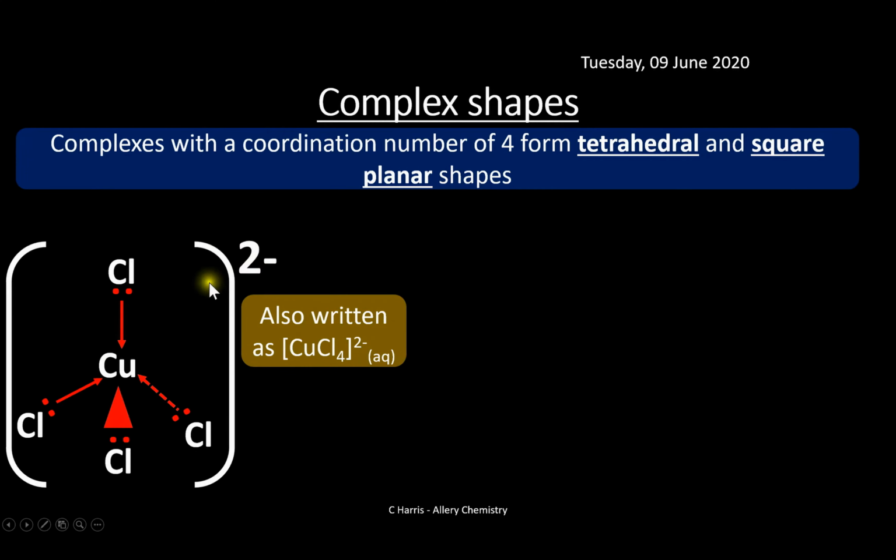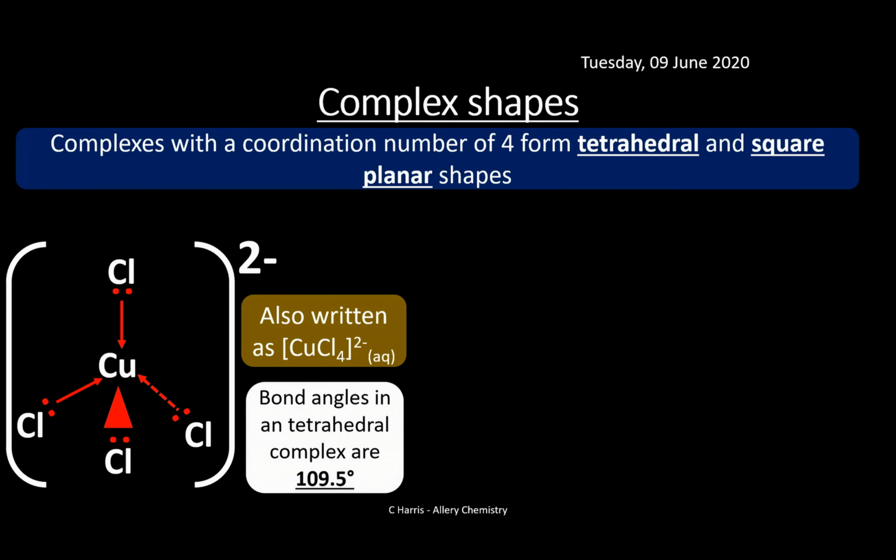It's also written like this, but just to go through the charges, we know chlorine is Cl-. We have 4 of these Cl- there, so that's 4-. Overall, the charge of the complex is 2-, so that means this must be +2. So that's Cu2+, a 2+ charge in the middle there. Now, because this is tetrahedral, the bond angle in tetrahedral is 109.5 degrees. Again, that's something you would have picked up in year 1 chemistry.